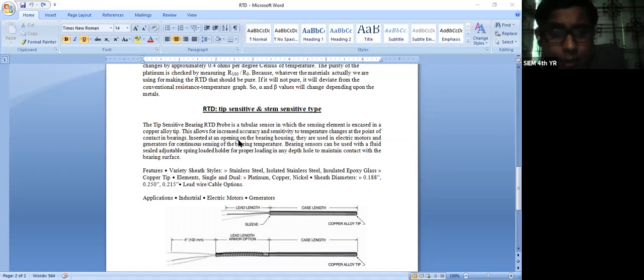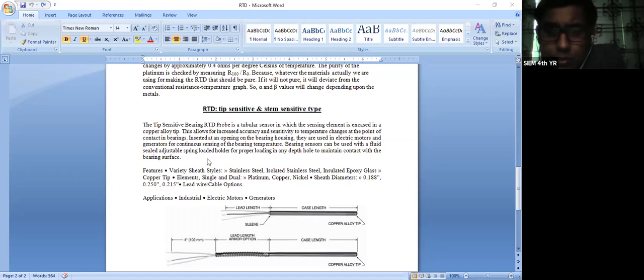Inserted at an opening on the bearing housing, they are used in electric motors, very important, and generators for continuous sensing of the bearing temperature, because if the bearing temperature goes above a particular value there is a problem, a lot of heat loss, and some mechanical problems may occur. To avoid those problems, we employ this. So this is the tip sensitive kind of thing.